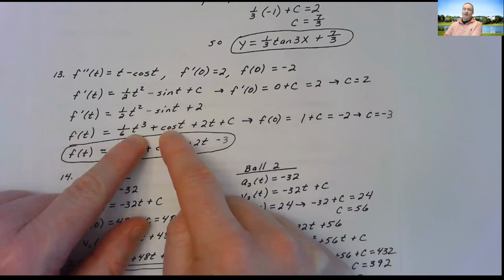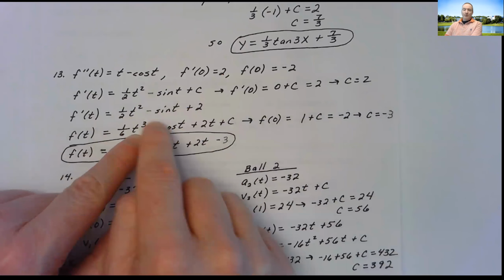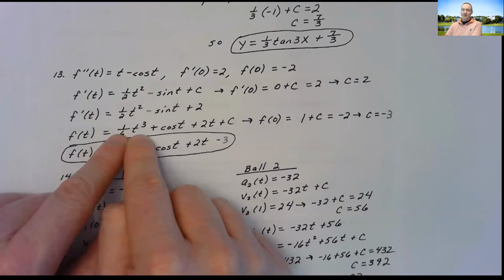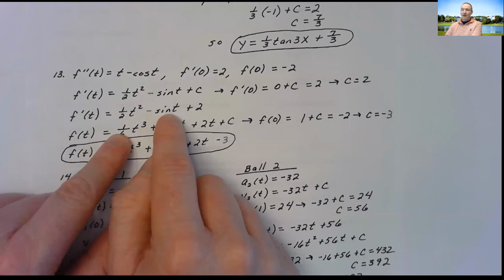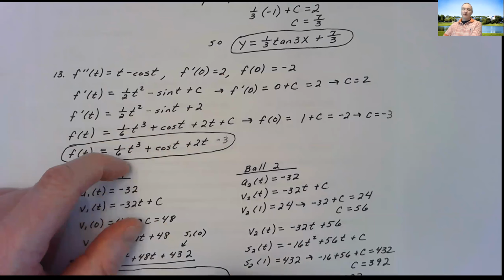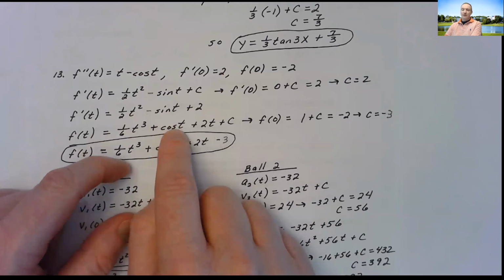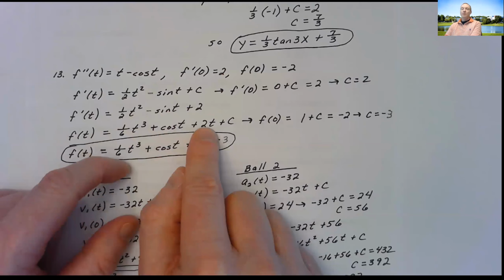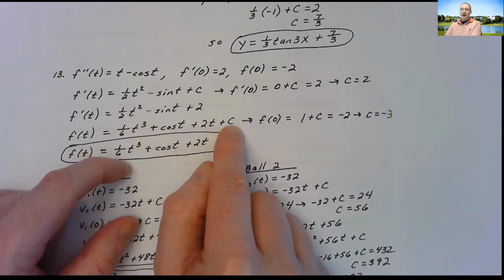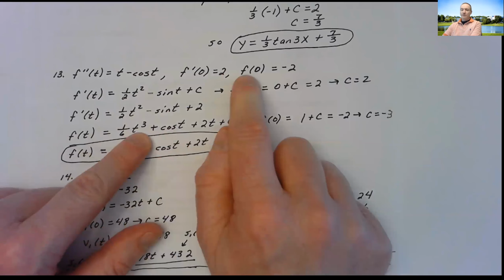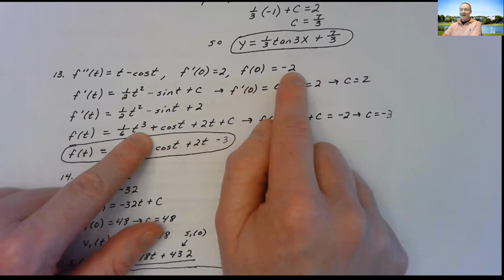So now I'm going to try to take the integral one more time. The integral of 1/2 t to the second is going to become 1/2 t to the third over 3, 1/6 t cubed. The integral of the negative sine is a positive cosine, since you can take the derivative of cosine and get negative sine. The integral of 2t to the 0 is 2t to the first plus your constant of integration. Now, once again, we need to solve for that constant of integration.